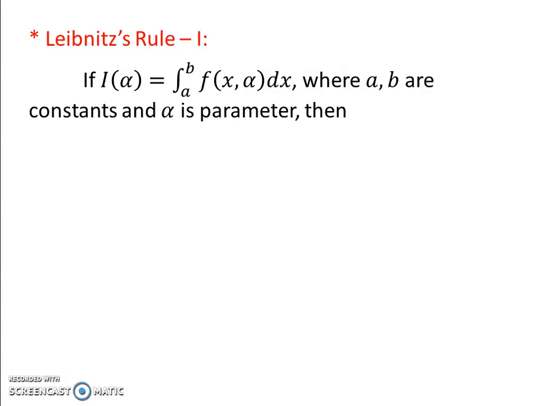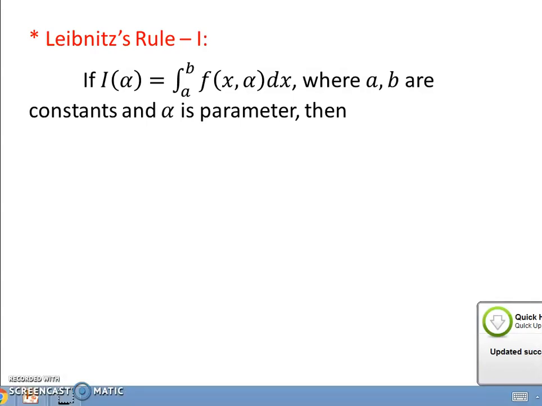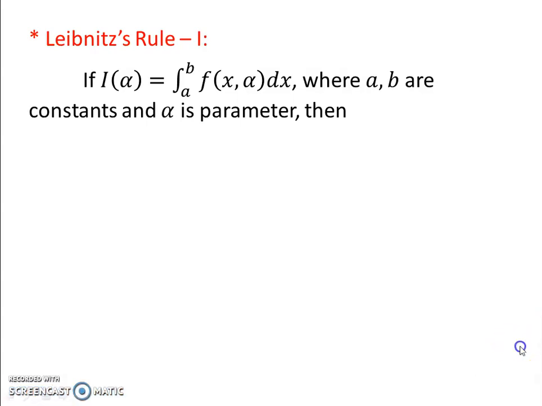Suppose we consider integration a to b f of x, alpha dx. Now, in this integration, there are four terms: x, alpha, a and b. a and b are constants, where x is the variable of integration. So, this integration is also dependent on alpha, but actually it is not the variable. Such type of alpha is called a parameter. So, this is a parametric integral.